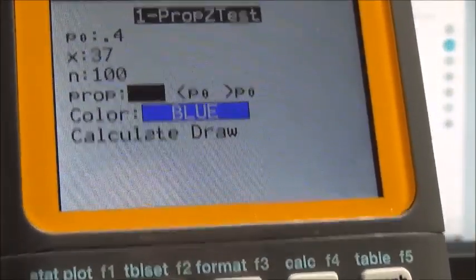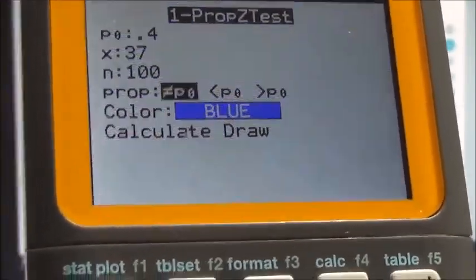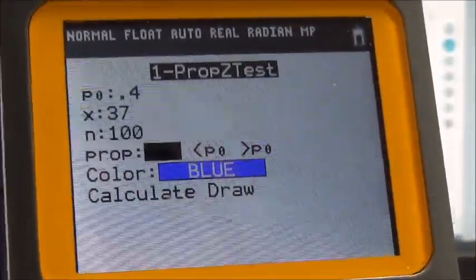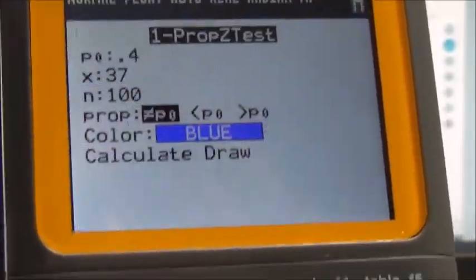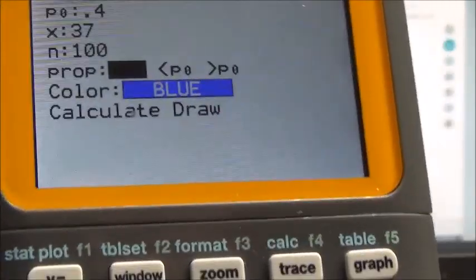So if they have call waiting, that is going to be my null hypothesis. Does P equal 40%? If they do not have call waiting, P does not equal that. So we're going to pick does not equal.